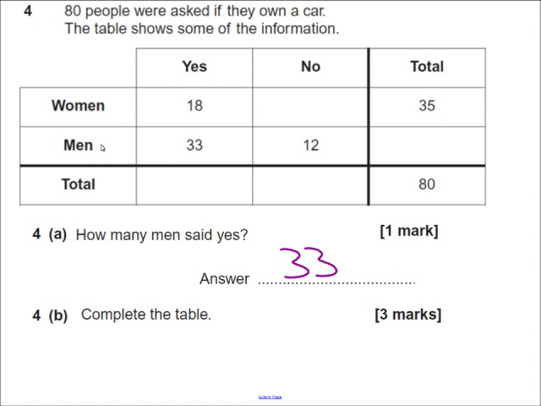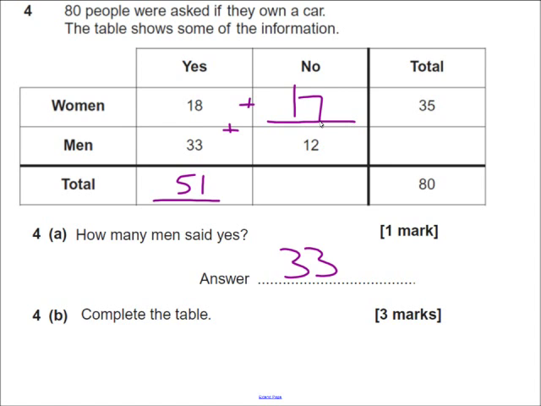Question 4b, for 3 marks, asks us to complete the table. So there are 4 gaps in the table. Again, take no chances and use your calculator. So here we have 18 plus 33 to give us our total for yes. So 18 plus 33 equals 51. Here we have 18 plus something equals 35. Well, to find the something, it's 35 minus 18, which is 17. So 17 women said no.